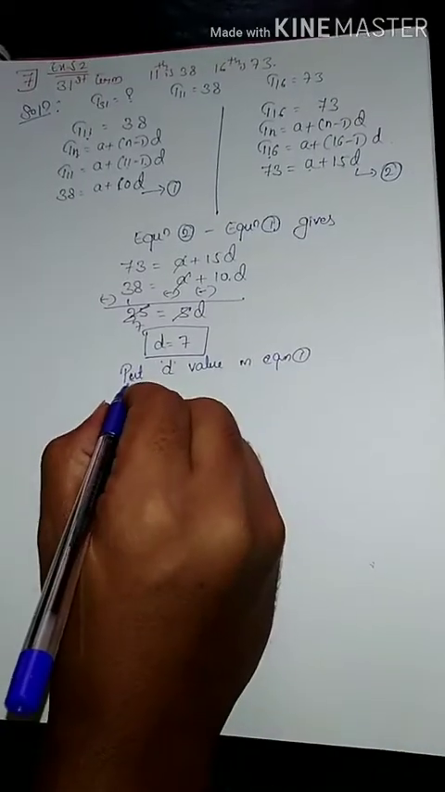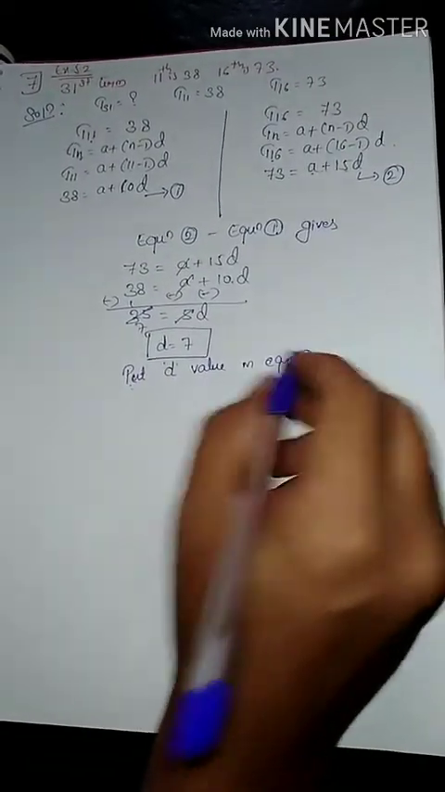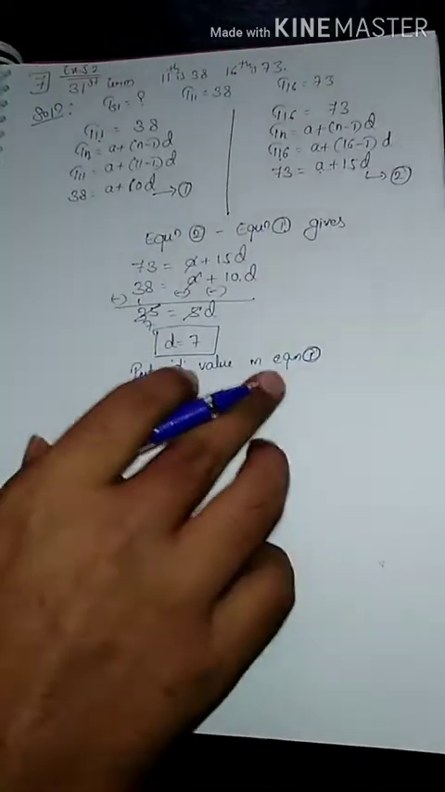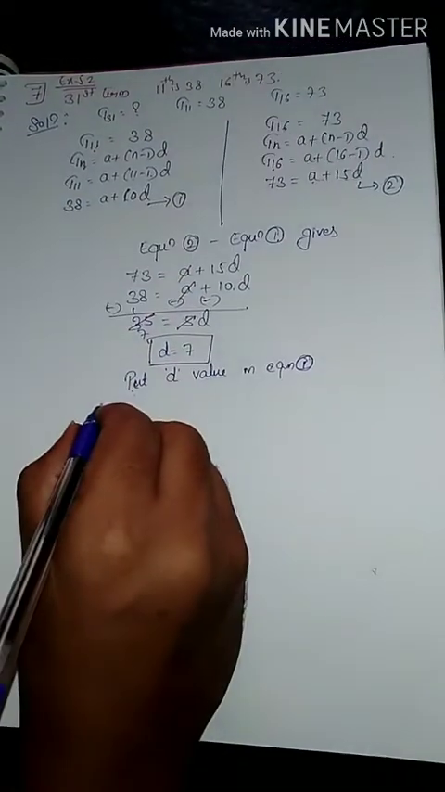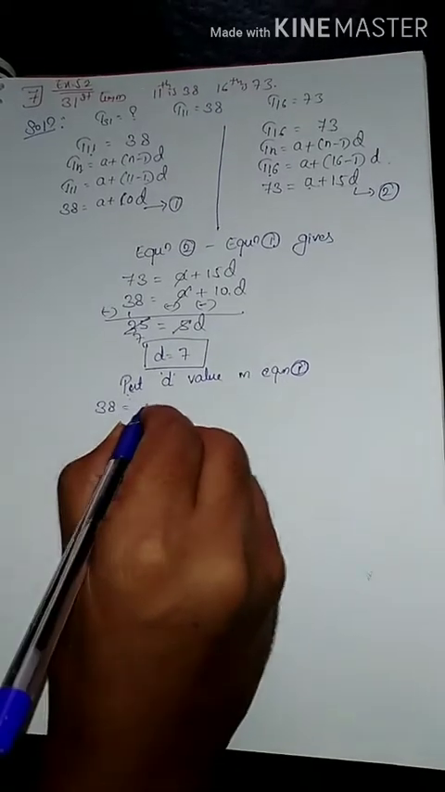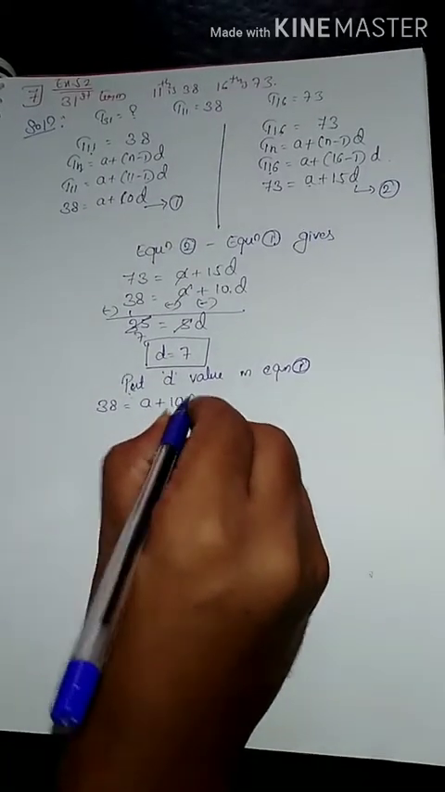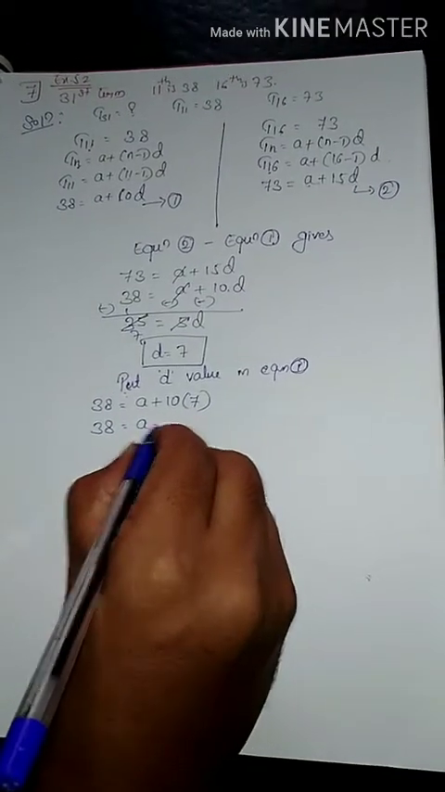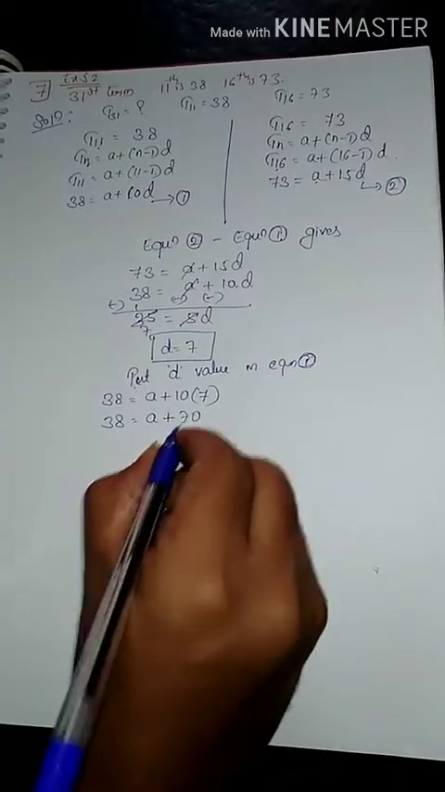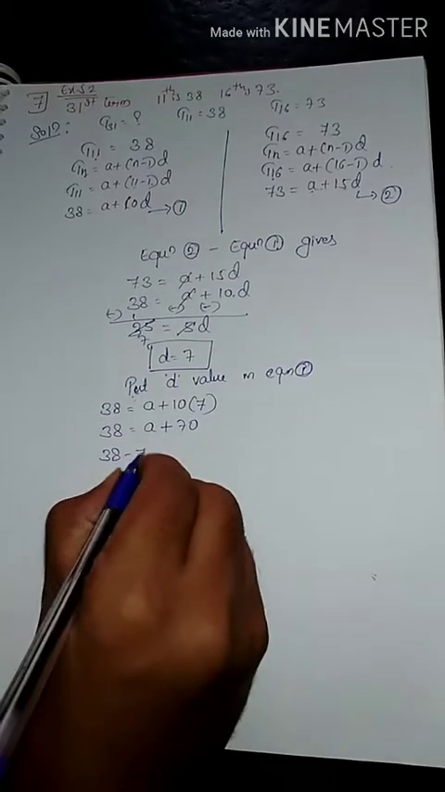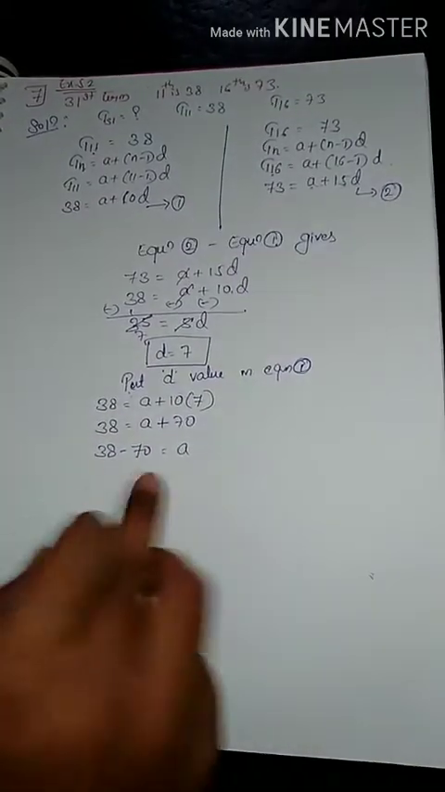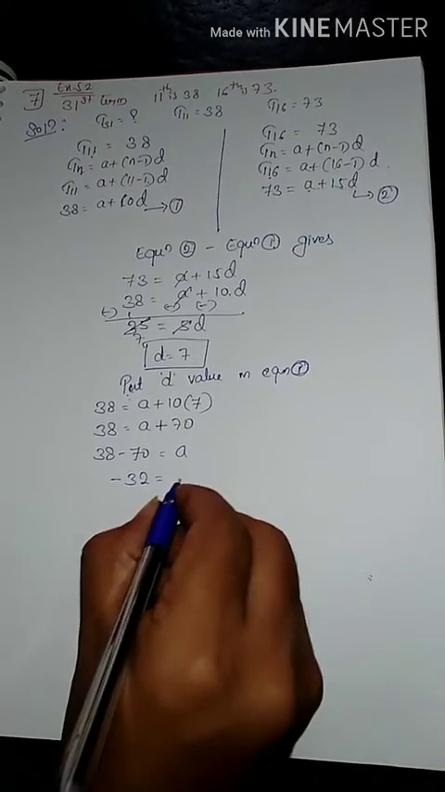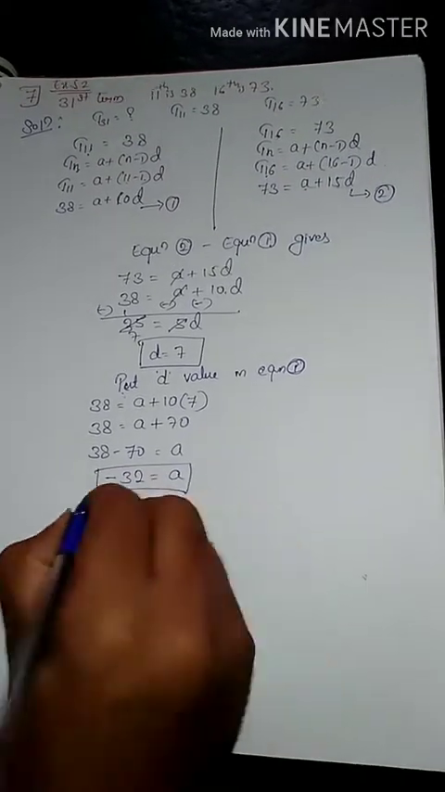Now put the d value in equation number 1, either 1 or 2, any one equation, but 1 is easier than equation 2, so we can put the d value in equation number 1. So equation number 1 becomes 38 is equal to a plus 10 into d, which is 7. 38 is equal to a as it is, 7 tens are 70, and 70 moves to the left hand side. 38 minus 70 is equal to a. 38 minus 70 is minus 32. So a is equal to minus 32.